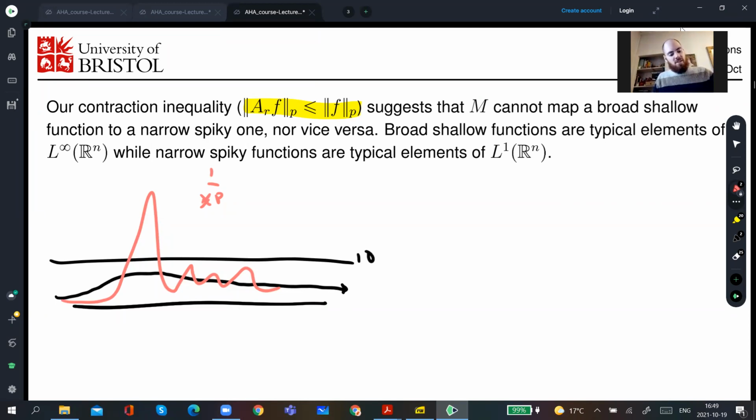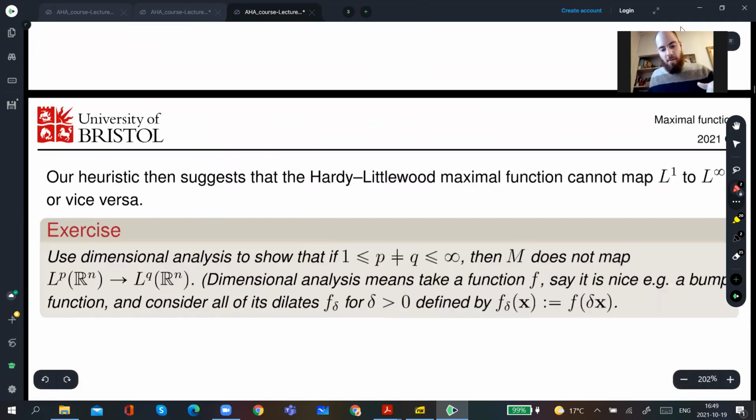And similarly, L1 functions, because of this sort of 1 over x to the p behavior, you can integrate them. They can be quite narrow and spiky, but if I take a very broad, shallow function, say it's 1 on some huge interval, then that has an enormous L1 norm. For instance, if I take a constant function, the constant's always 1, that's a perfectly fine L infinity function, but that is not an L1 function because it's 1 on an infinite volume, so the integral's infinite as well. Great. That's sort of an aside.